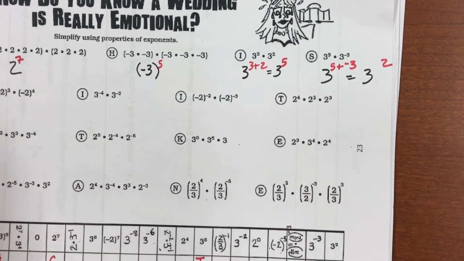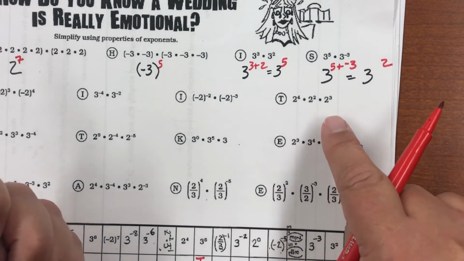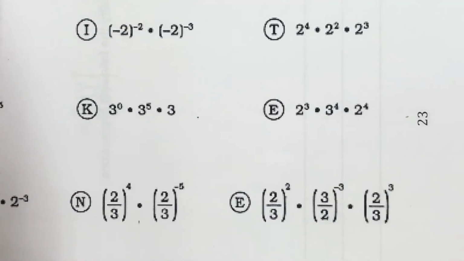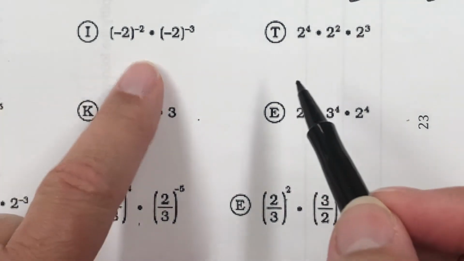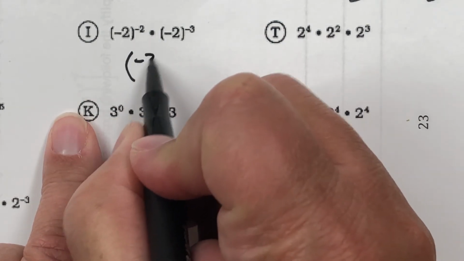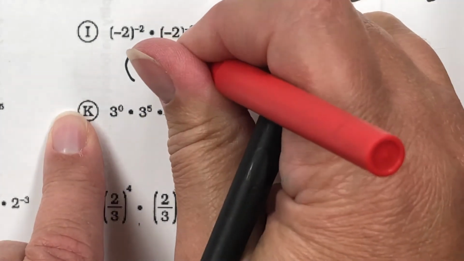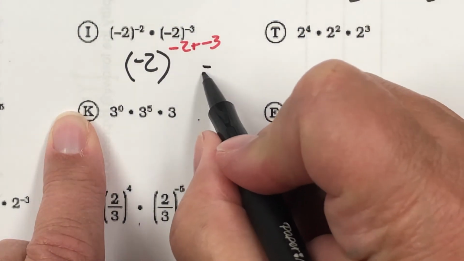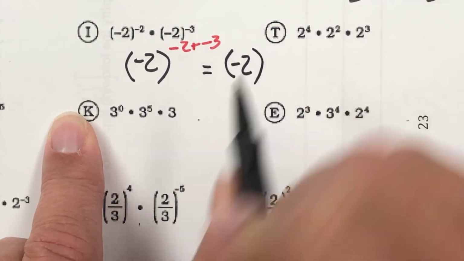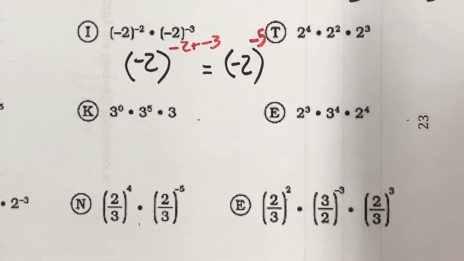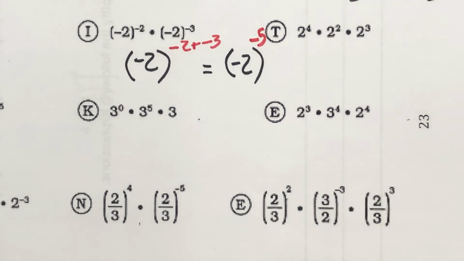All right, it doesn't say I have to do them in order, so I'm not going to. I'm just going to do this little section. So let me make it a little bit bigger so you could see what I'm doing. And I am going to keep it in parentheses, negative 2. And you're adding negative 2 plus negative 3. When the signs are the same, add and keep the sign, negative 2 to the negative fifth power. Wow. Where is that down here? Negative 2 to the negative fifth power. Here it is. That is going to be letter I.